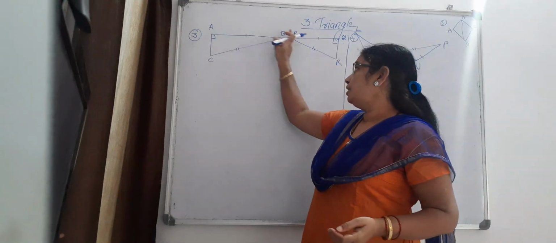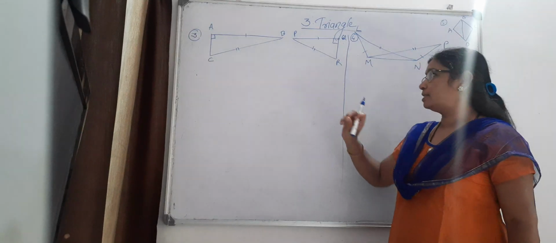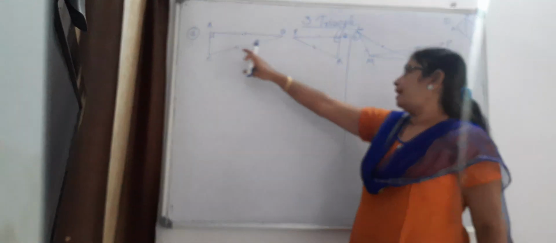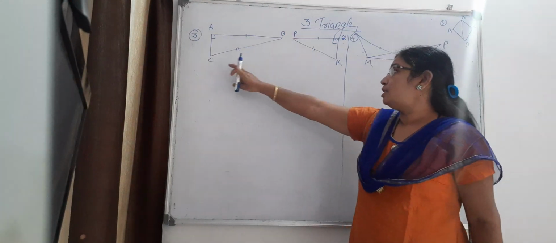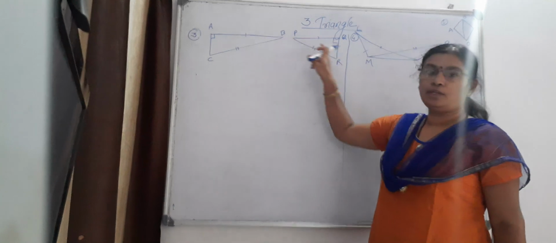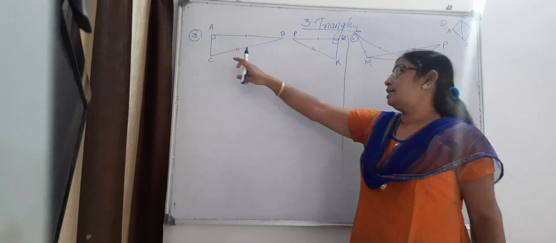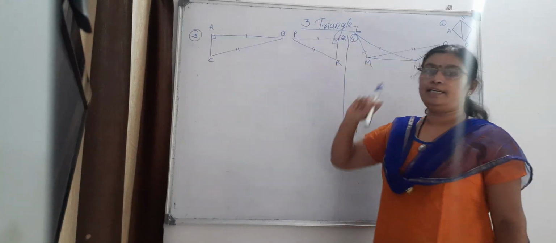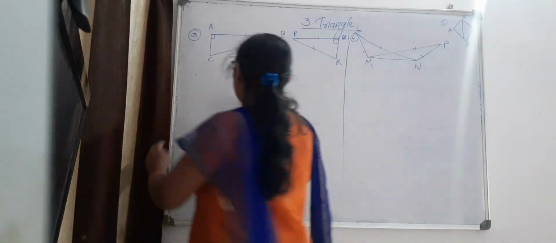What is given? Triangle ABC is given and this second triangle PQR is given. Angle A is 90 and angle Q is also 90. Since it is a right angle triangle, BC is the hypotenuse and PR is the hypotenuse. Hypotenuse is given, one side is given and one of the angles is 90. So which test is applicable here? Hypotenuse side test.